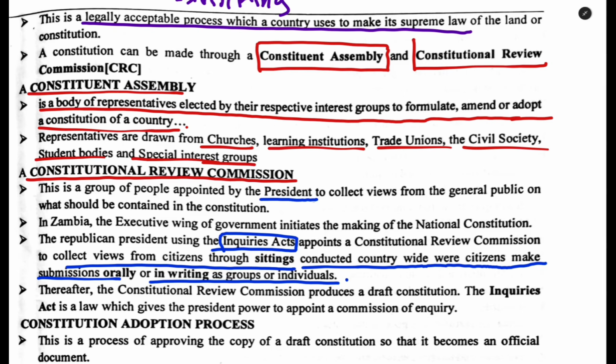And thereafter, the draft is the one that is taken to the parliament. As we are going to look at it, let me not jump into the adoption process. Okay? So these are some of the ways in which the constitution making process can be done. So we have the Constituent Assembly and the Constitution Review Commission.